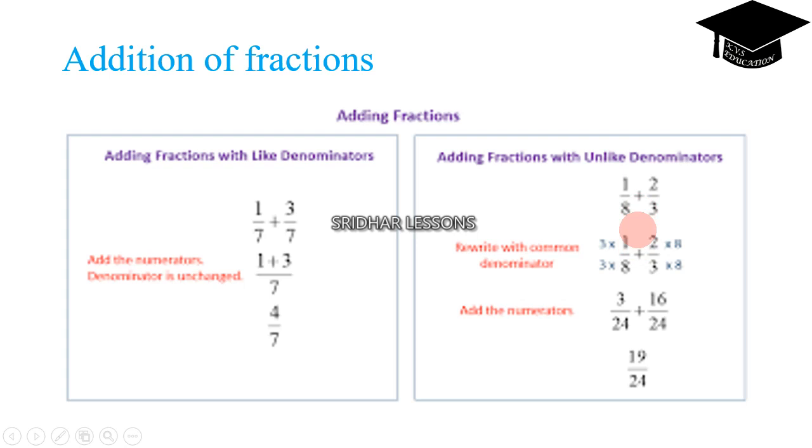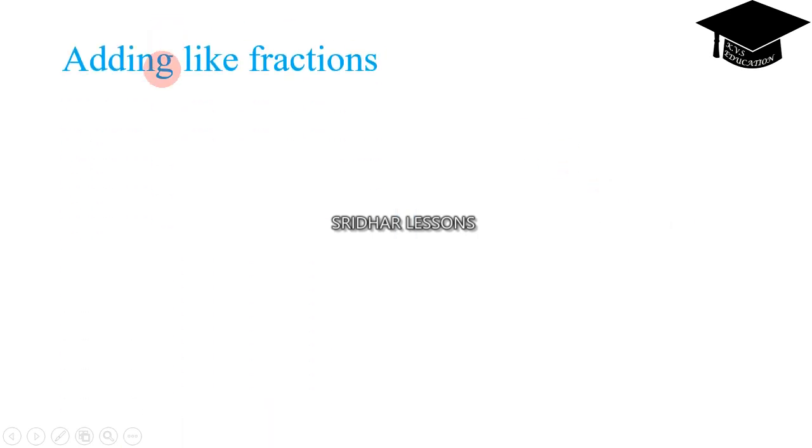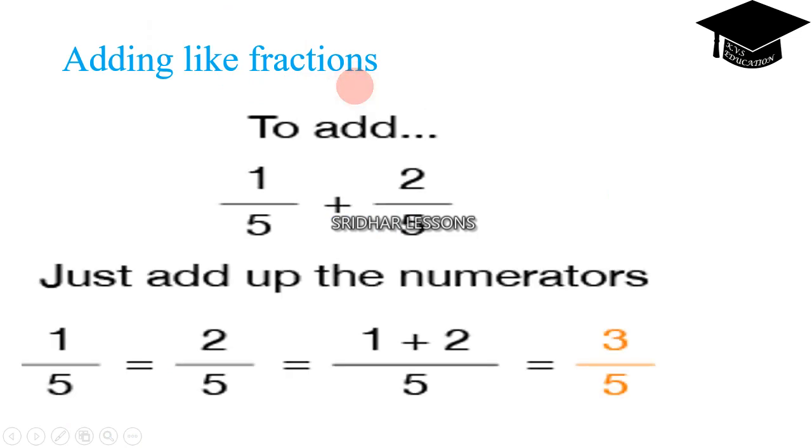We have to convert the unlike denominators into like denominators. That is the only key here. Next, adding like fractions: 1 by 5 plus 2 by 5. Just add up the numerators, that's all. 1 plus 2 by 5, that is 3 by 5. As simple as that.